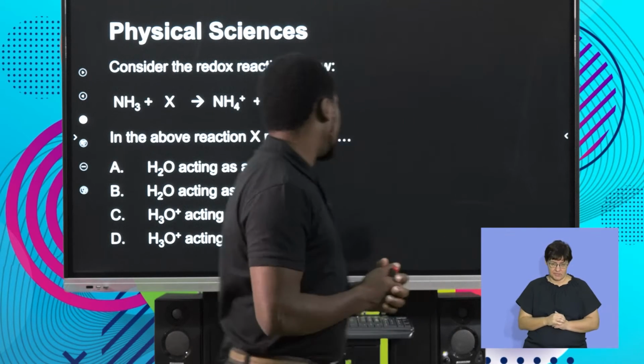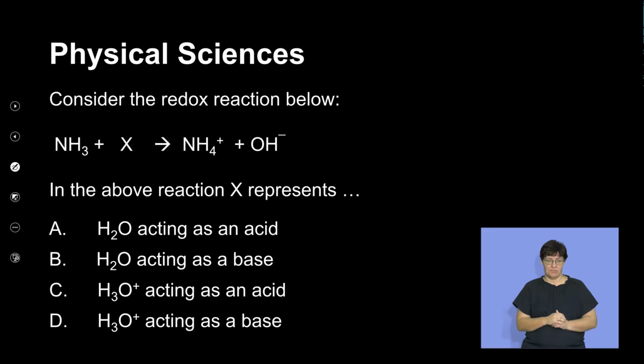multiple choice problems. Right. So the first question says, consider a redox reaction. We're going to underline the key words. So the word redox suggests that this is a type of reaction which involves the transfer of a proton based on a particular theory, okay? So we've got ammonia plus X.